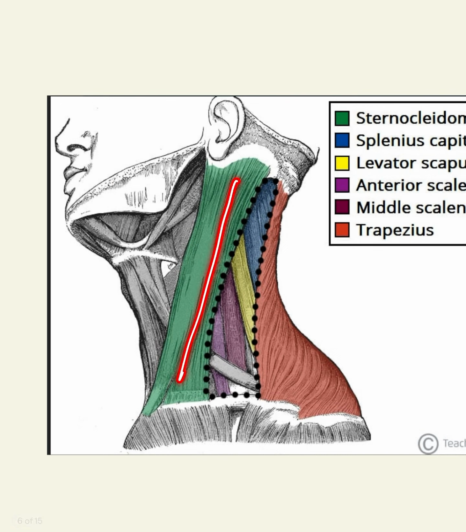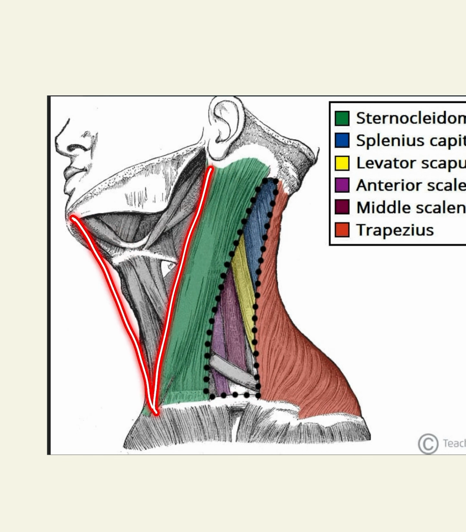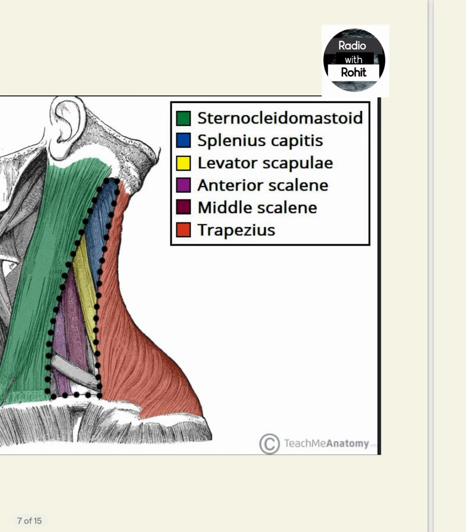Here also we can see the sternocleidomastoid, this is the posterior triangle of the neck, this is the anterior digastric, posterior digastric, omohyoid, and this is the anterior triangle of the neck.